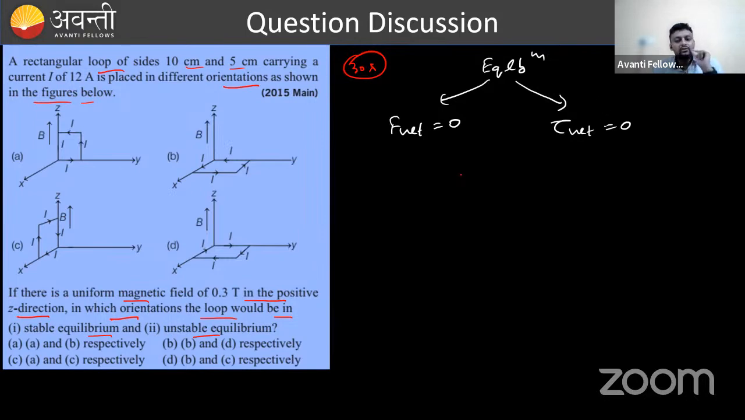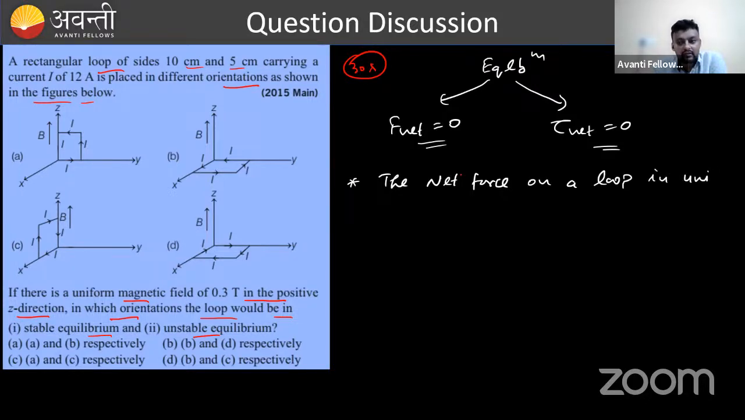Clear? Any kind of equilibrium, these two conditions must be satisfied. Now, the first situation is the net force. I hope you remember this line. The net force on a loop in a uniform field is always zero.